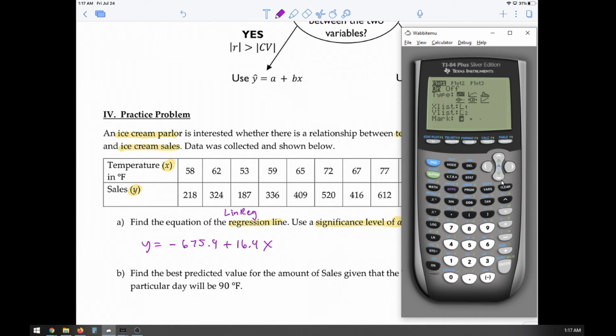L1 and L2 look good. You can choose either one of these marks, but I just chose this squared one. Once you have that, that's good. I'm just going to press second mode to quit. And then from there, we're going to press zoom, go down to zoom stat, press enter, and that's how you get the scatter plot.